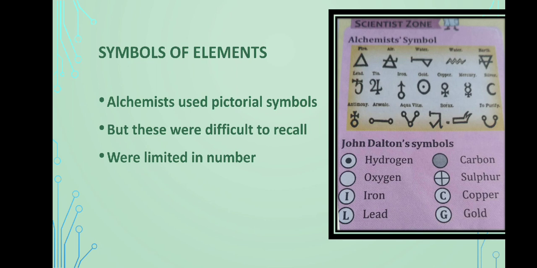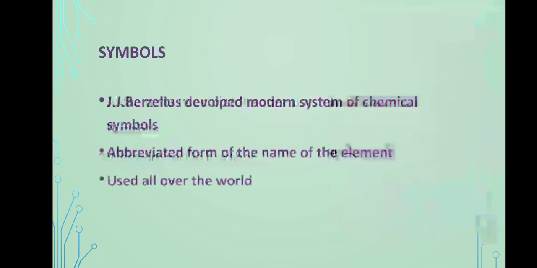So in olden times, alchemists used pictorial symbols, as you can see in this diagram also. Some pictures were drawn for different elements, but these were difficult to recall. Everyone is not good in memorizing pictures, and they were limited in number, so they were not covering all the elements. So this system was not very successful.